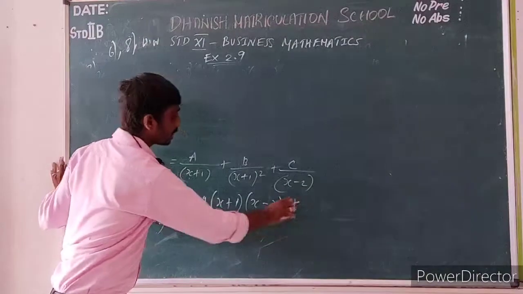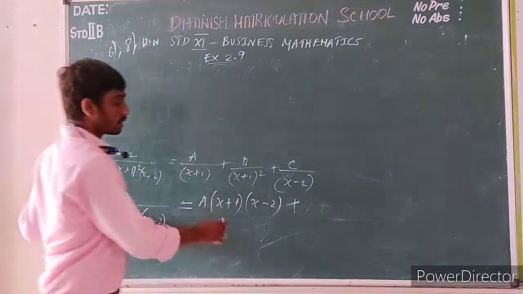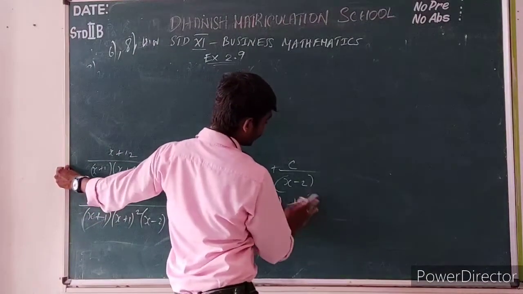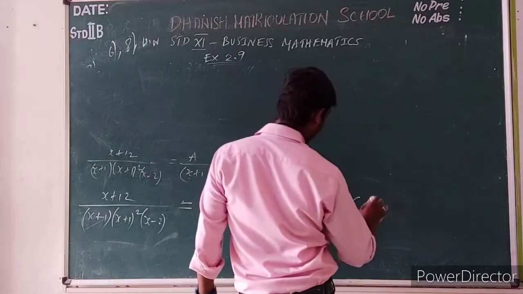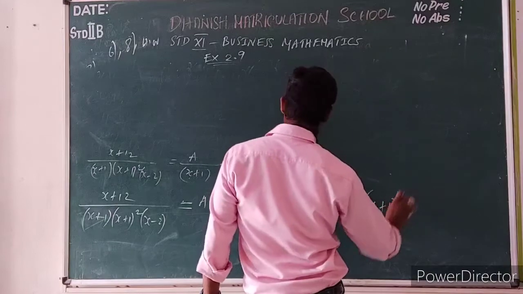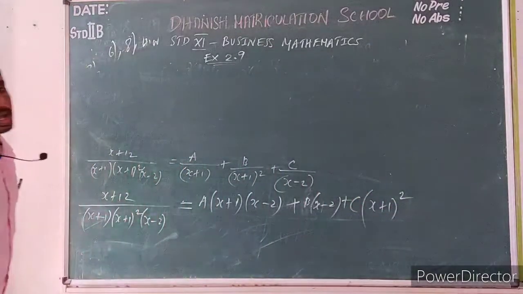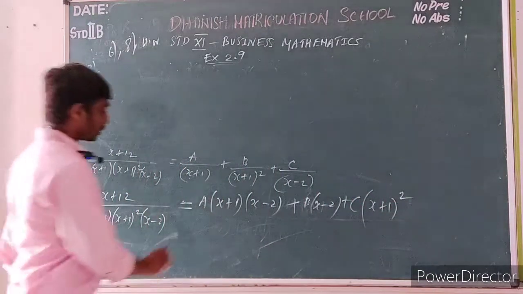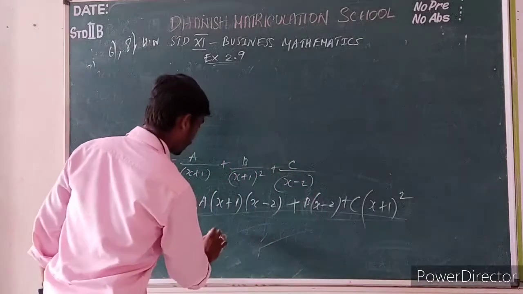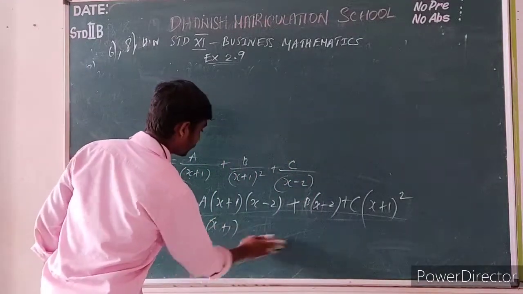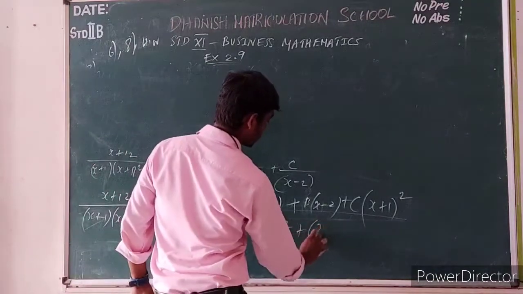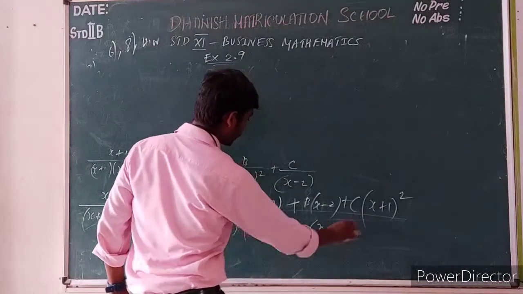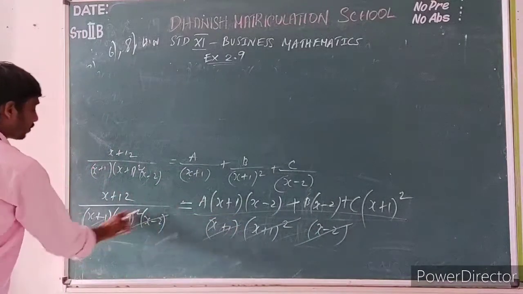Then b into, here LCM will be fulfilled. What is the remaining this one? b into x minus 2. Then plus c into x plus 1 the whole square. Here the denominator will go like this: x plus 1 into x plus 1 the whole square plus x minus 2. Now cancelling the denominator from both sides.